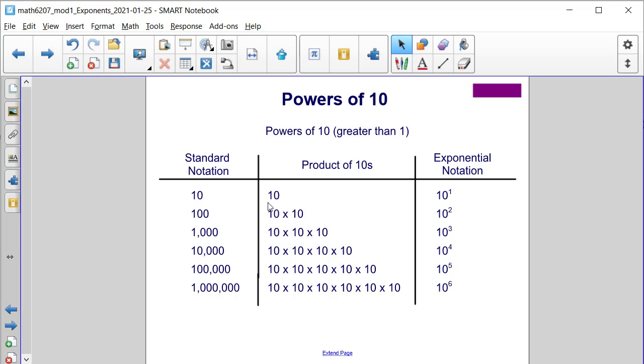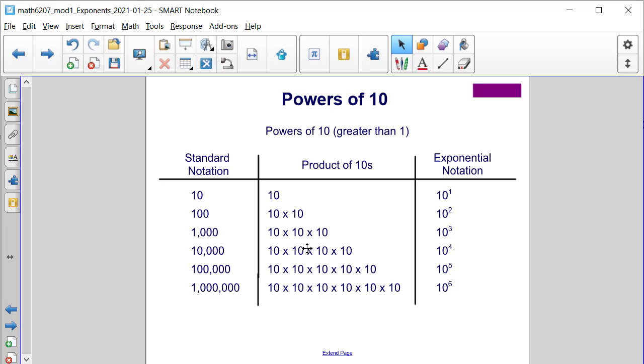So we have 10 is equal to 10, or 10 to the first. There's only one 10 being multiplied here. 100 is 10 times 10, or 10 to the second power, or 10 squared. Notice we're multiplying 10 by itself 2 times, and that represents the exponent shown in that notation. Now let's look at 1000. That's 10 times 10 times 10, or 10 to the third. It could also be said as 10 cubed.